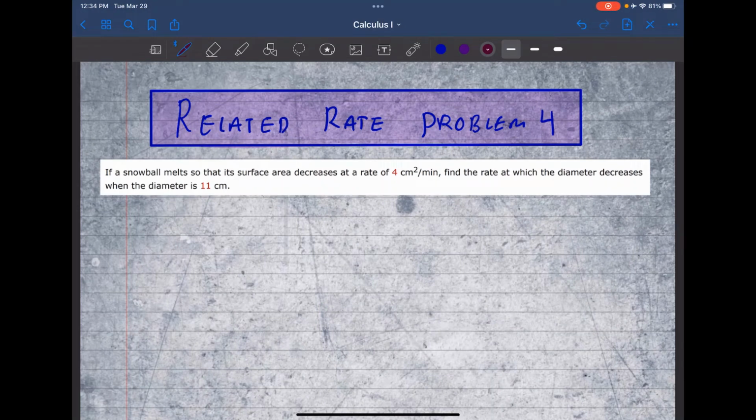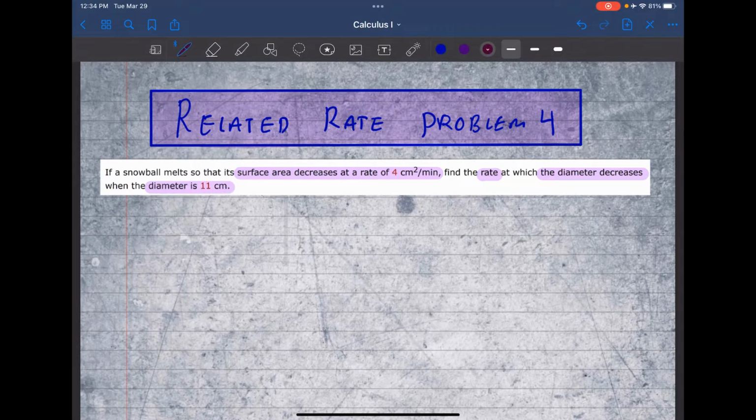Here is another related rate problem. Suppose that a snowball melts so that its surface area decreases at a rate of 4 centimeters squared per minute. And we want to find the rate at which the diameter decreases when the diameter is 11 centimeters.